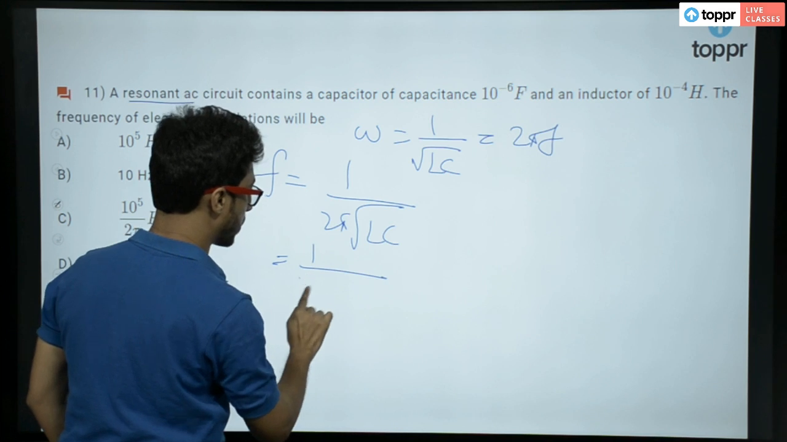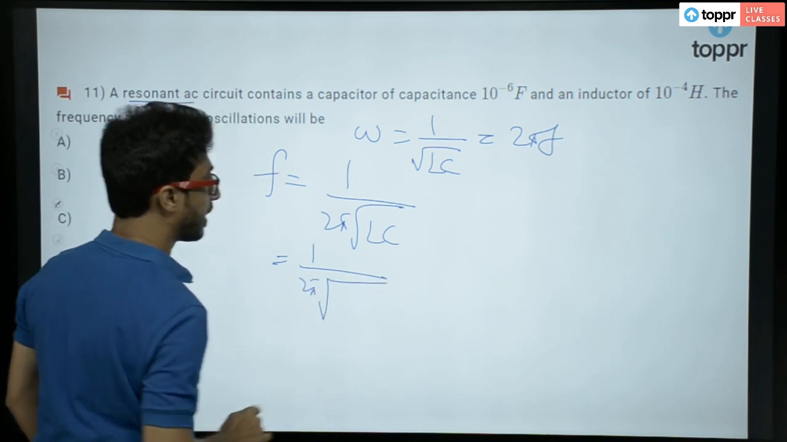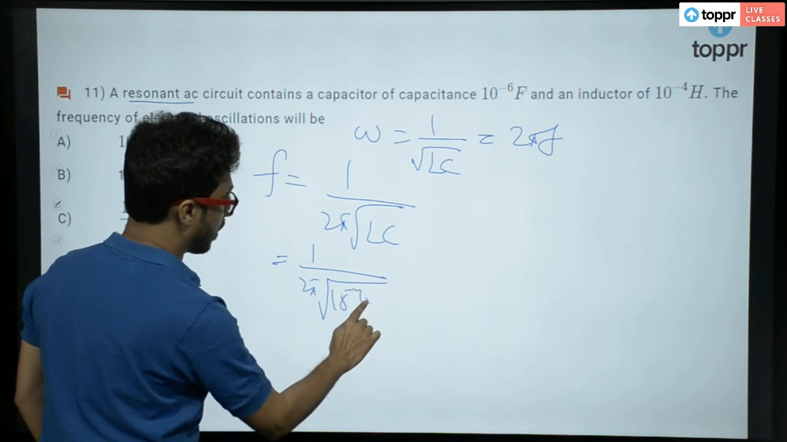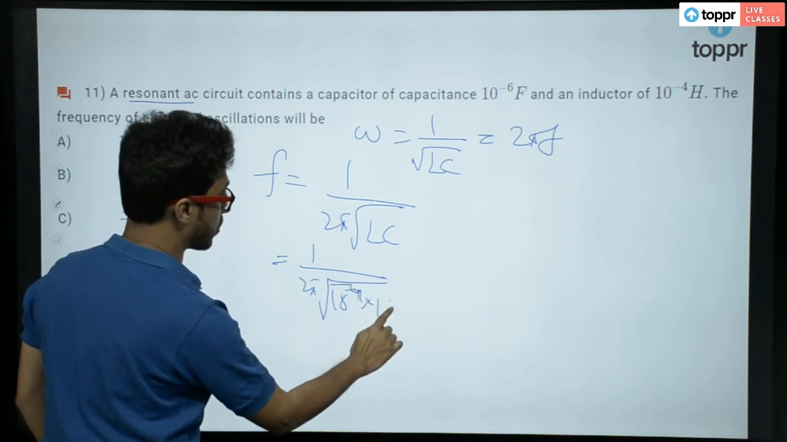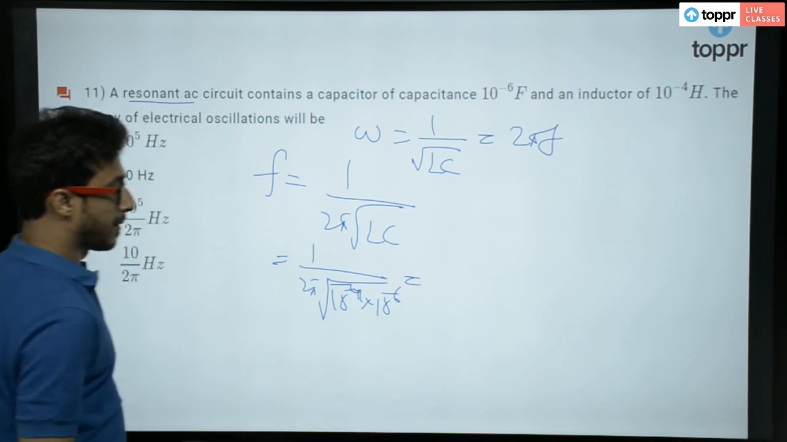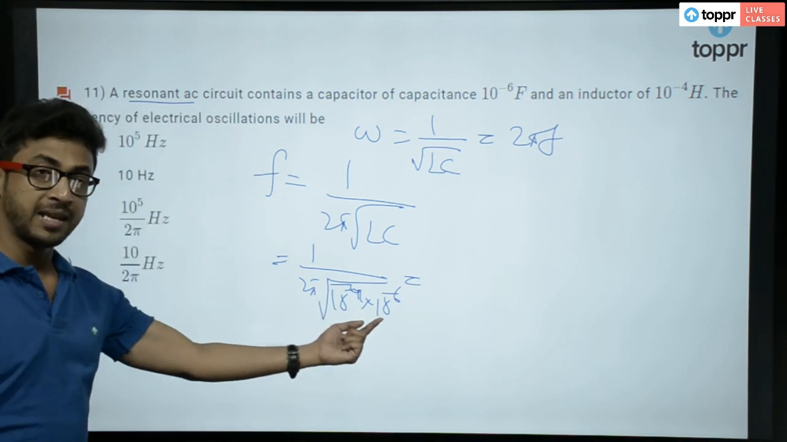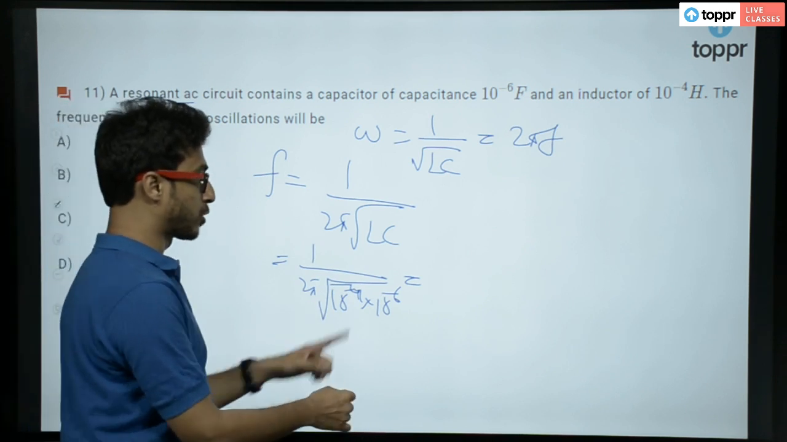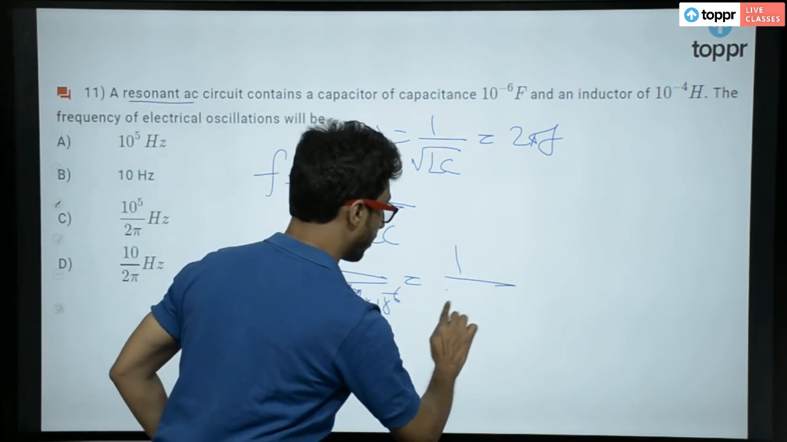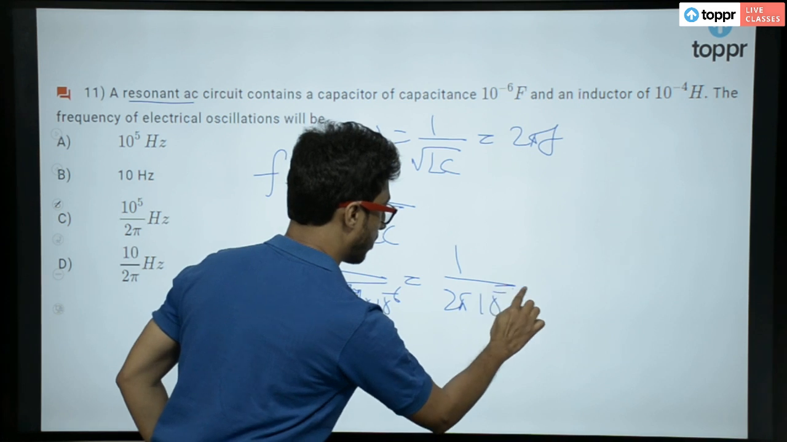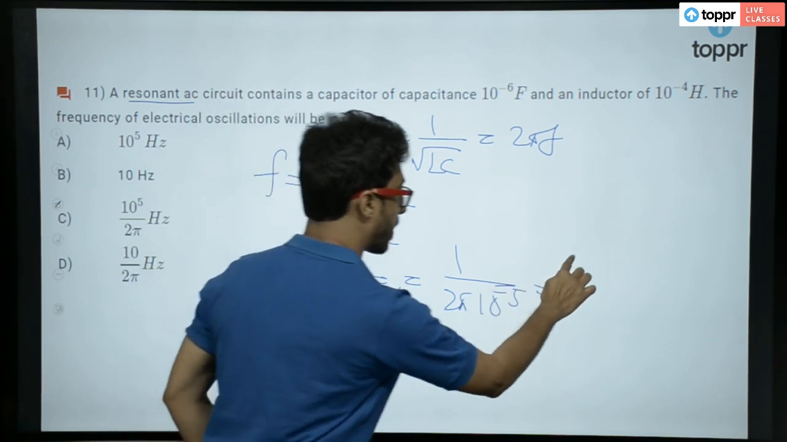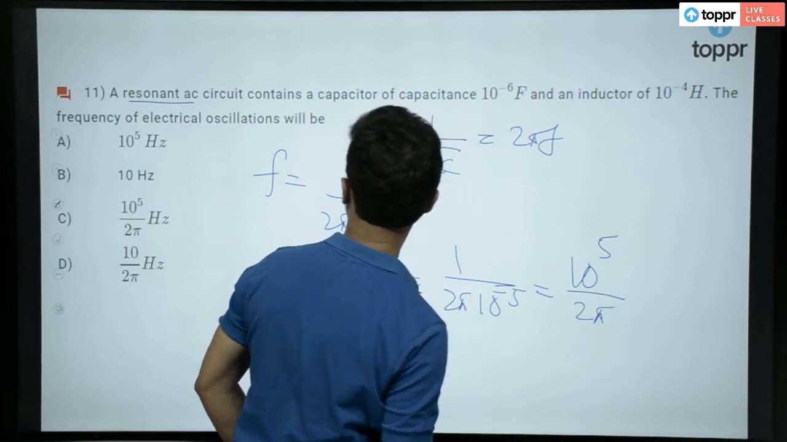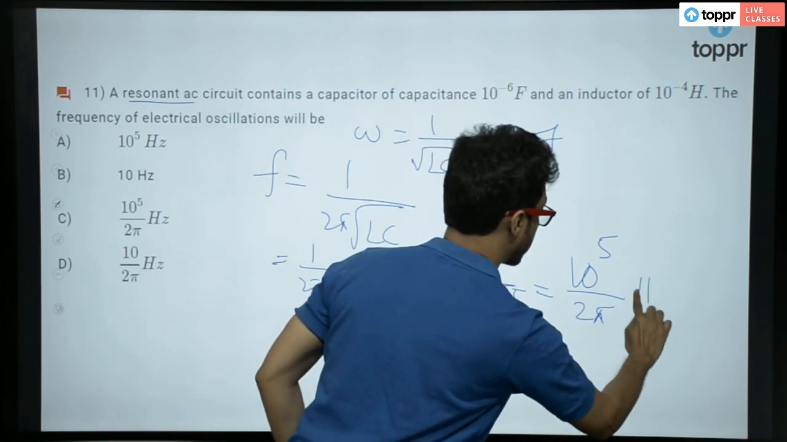If we just put in the values, L is 10 to the power minus 4 and C is 10 to the power minus 6. The product becomes 10 to the power minus 10. Within the root, it becomes 10 to the power minus 5, which goes up and becomes 10 to the power 5 by 2 pi hertz.